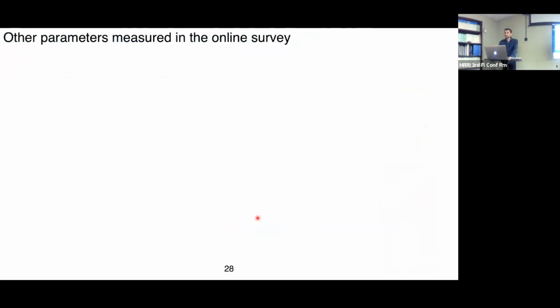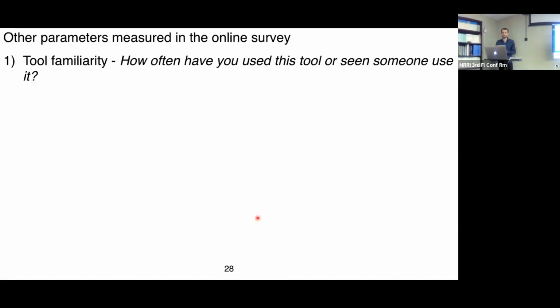But if we are thinking about the carjack, maybe you will say, yeah, but I'm not using a carjack every day, unless you are very unlucky. So we are wondering if there might be some confounding factors in this effect that we are observing. And so actually in the online survey, we were also measuring different parameters such as tool familiarity.